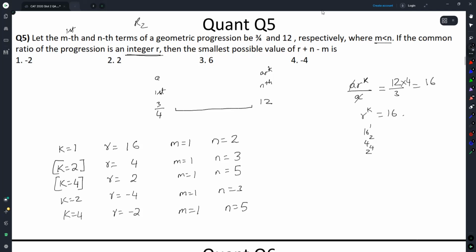Okay. So we have to find the smallest possible value of r plus n minus m. Here, 4 plus 3 minus 1, I get 6. r 2 plus 5 minus 1, I get 6. Minus 4 plus 3 minus 1, minus 1. So I get minus 2. Minus 2 plus 5, so 3, 3 plus 1, 4. Of these, clearly this is the smallest. So option 1. I'm not sure.